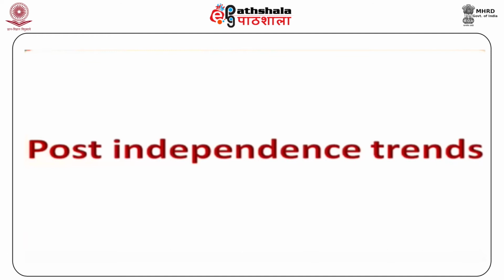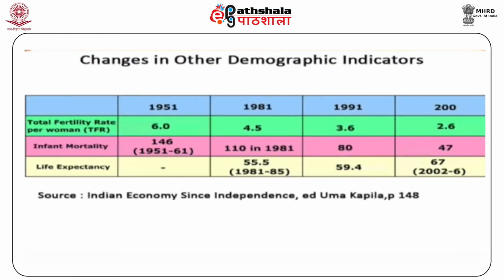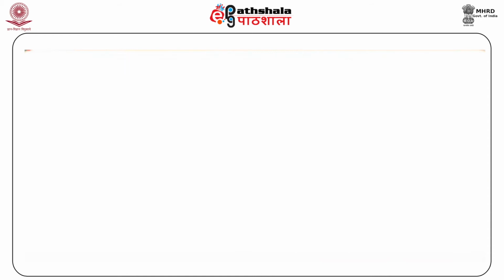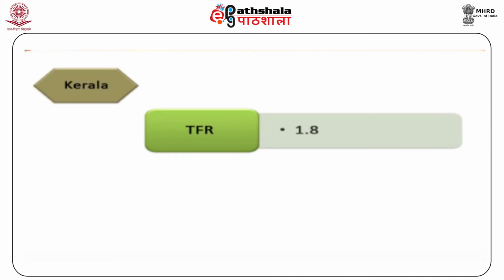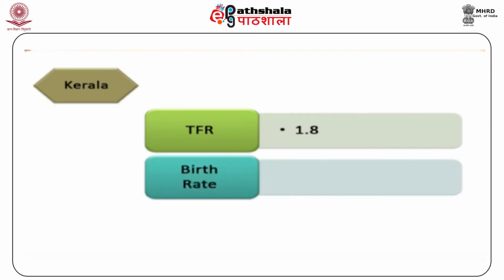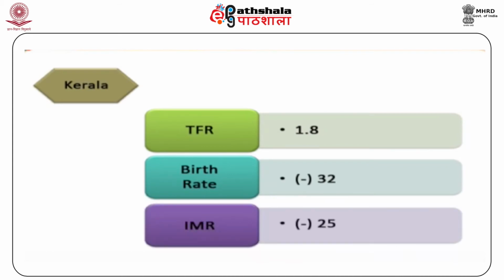Let us now have a look at some post-independence trends. These figures indicate a demographic pattern changing towards a healthier pattern. There are regional variations. Example, in Kerala, the TFR is around 1.8, which is much less than the national average of 2.6. The birth rate is 18 and the IMR is 25.